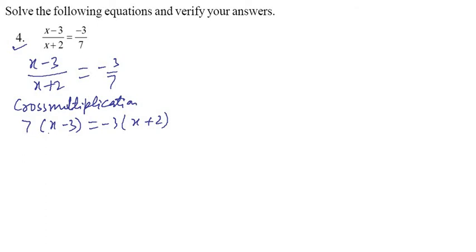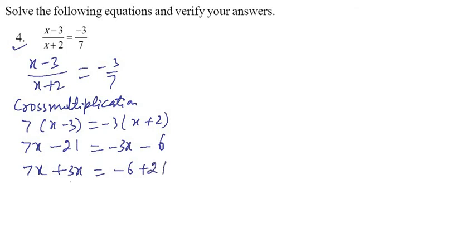Let us do. So 7 into x is 7x, minus 7 times 3 is 21, and here is minus 3 of x and minus 6. So 7x, this minus 3x transferred to left hand side becomes plus 3x. And here is minus 6, and minus 21 shifted to right hand side becomes 21 with positive sign. 7 plus 3 is 10 of x, and here 21 minus 6 is 15. So x will be equal to 15 upon 10.